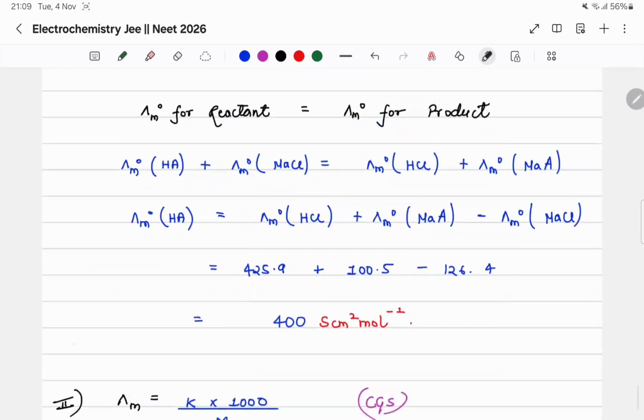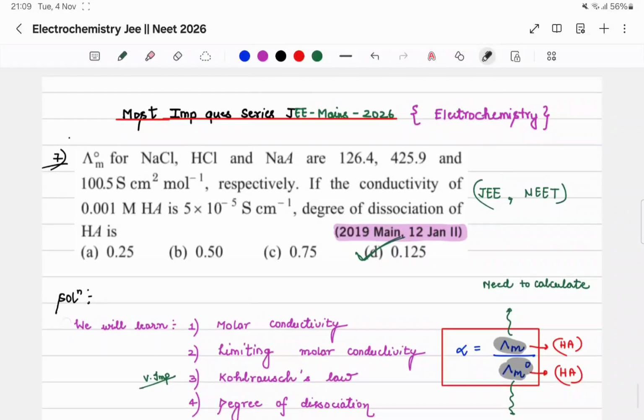So this was one of the very important questions for JEE and NEET, and along with that it is important for your board exam also. The same question has been mentioned in your NCERT book.